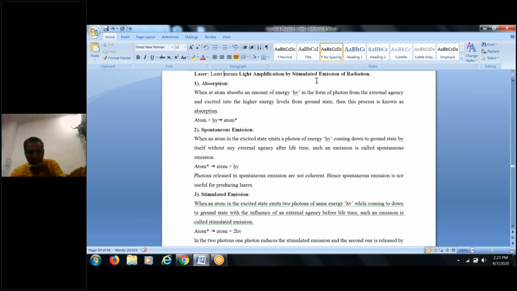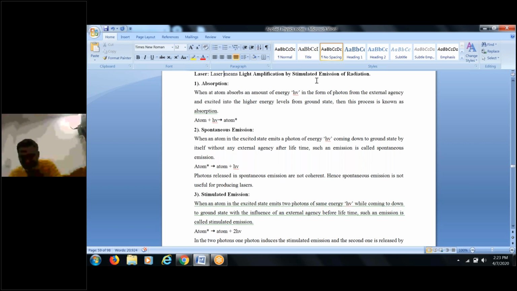Right? So we have to know the differences between the two emission processes: spontaneous emission and stimulated emission. First, in spontaneous emission, an external agency is not required; in stimulated emission, an external agency is required. Second, in spontaneous emission only one photon comes out, and in stimulated emission two photons are released. Third, in spontaneous emission the process takes place after the lifetime, but in stimulated emission it takes place before the lifetime.